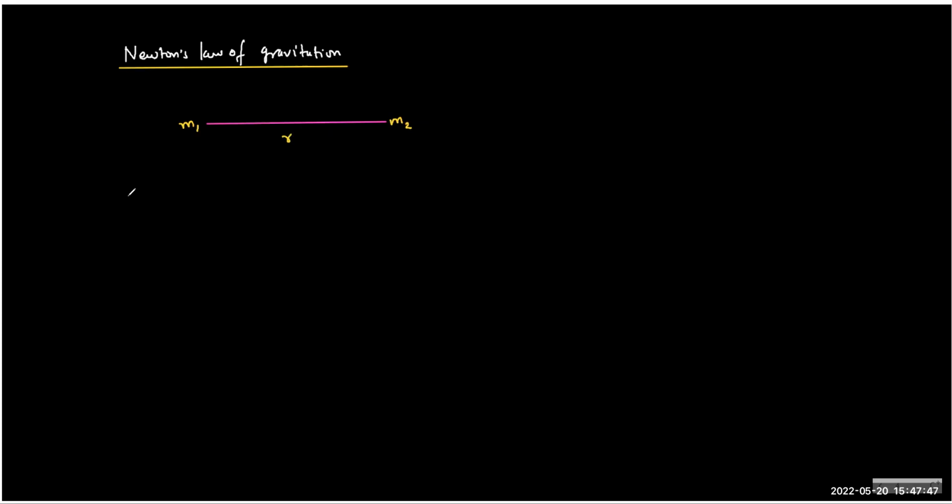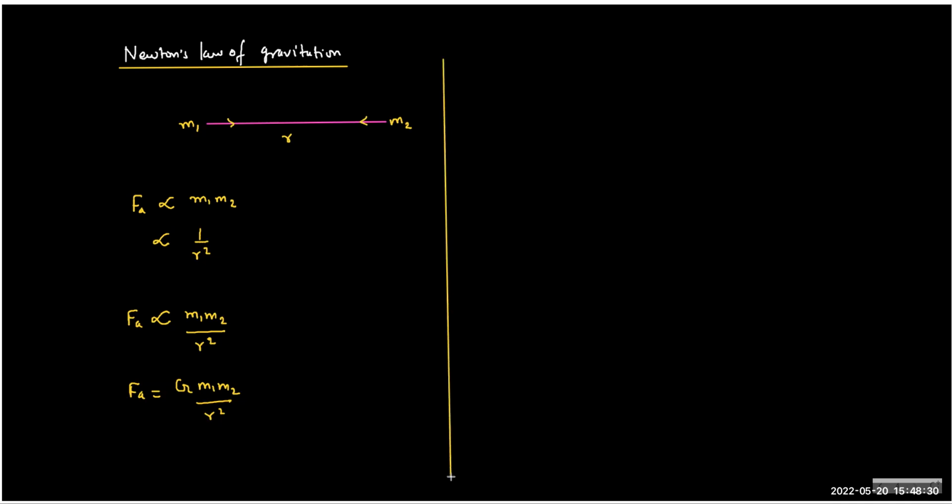R, then Newton said that the force of attraction is proportional to the product of masses and inversely proportional to the square of the separation. So the force of attraction is proportional to the product of masses, and therefore it is equal to some constant which we put as G. And the attraction force is always gravitational, so the direction is opposite to the case of repulsion.